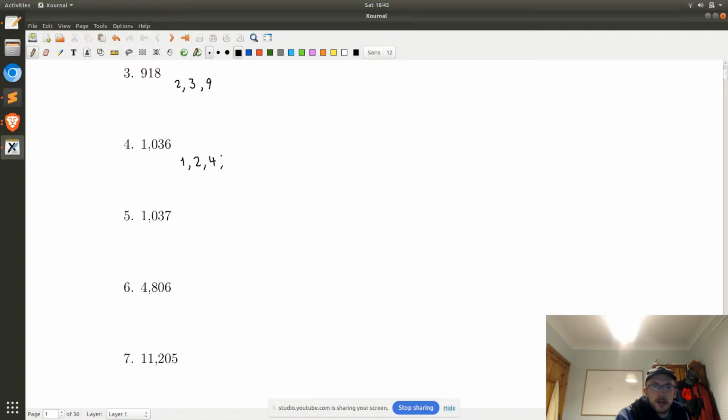But is it divisible by 8? No, because 36 is not on the 8 times table. What about by 9? Well, adding the digits, we get 10, but we need not have done that check as it's not divisible by 3.